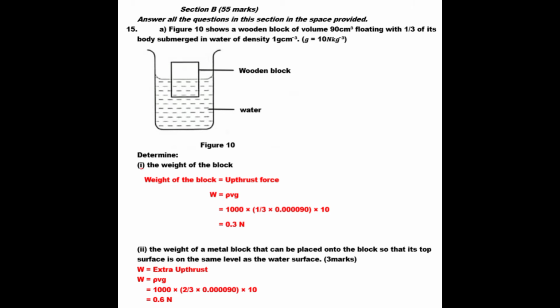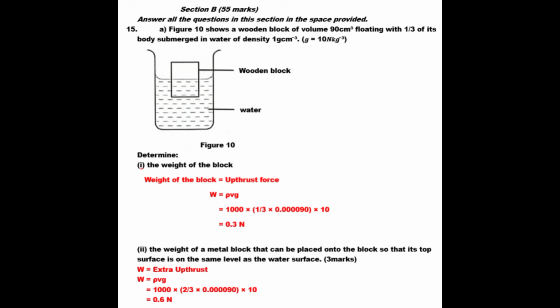Roman 2: the weight of the metal block that can be placed onto the block so that its top surface is on the same level as the water surface. In other words, to submerge this block completely, how much more weight is needed above?